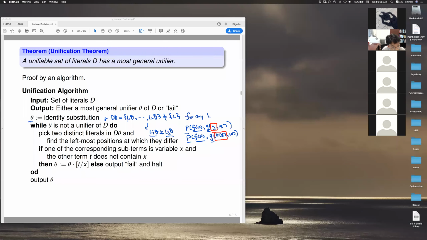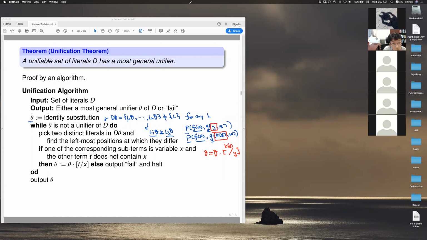So one of the corresponding subterms is a variable, and the other term t, in this case k of z, doesn't contain the variable x. In this case, variable x is y, so this k of z doesn't contain y. So if that's the case, we extend the substitution, or make the substitution more specific, by saying our new substitution theta is the old substitution composed with one more step, which is replacing y by k of z. Okay, so that's how we update the substitution.